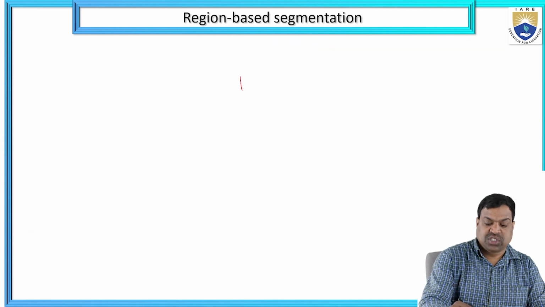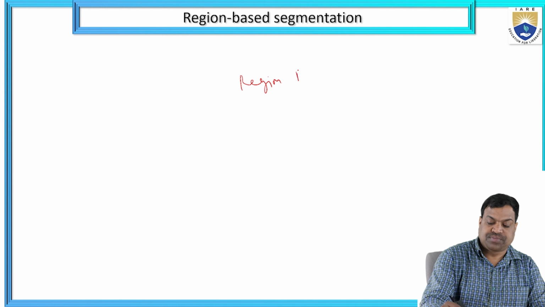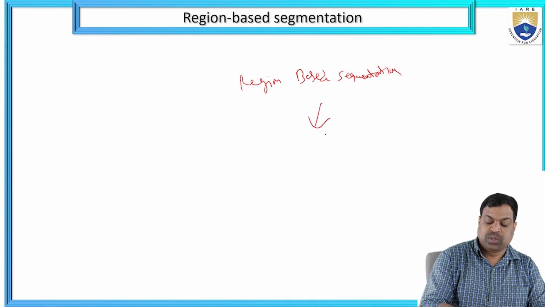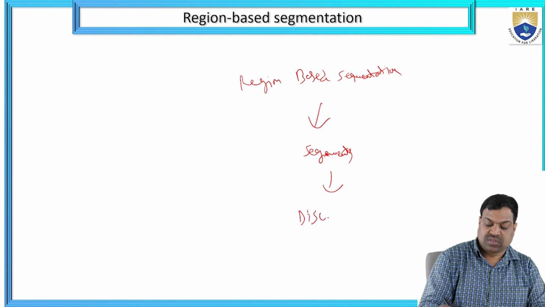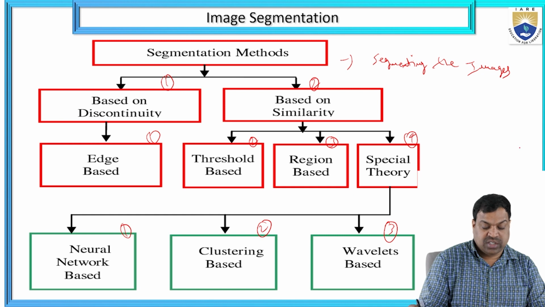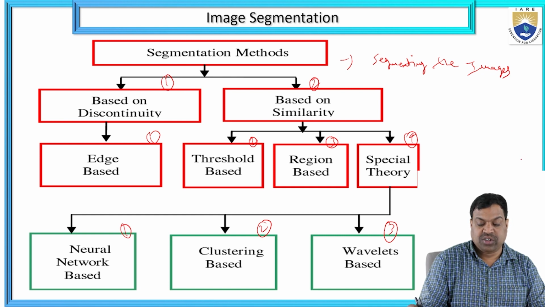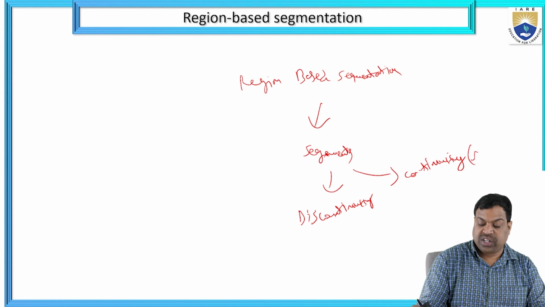So in region-based segmentation, we are converting the image to segments. In the segments, there is discontinuity and continuity. In discontinuity, it is edge-based; in continuity, or similarity, it is the similarity-based methods.